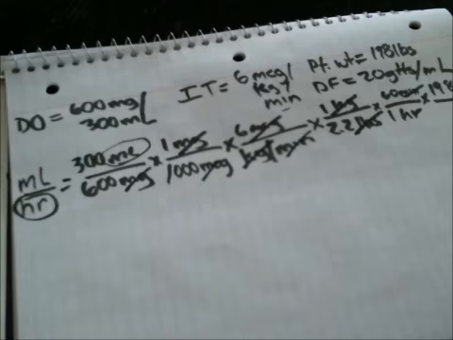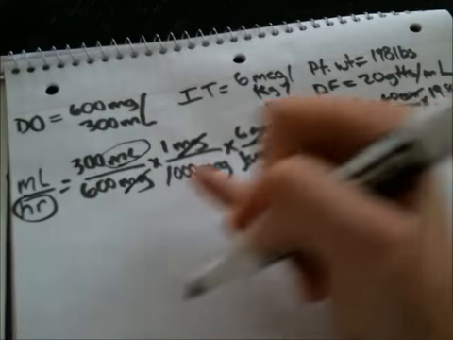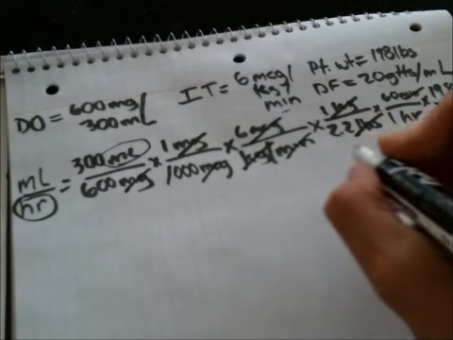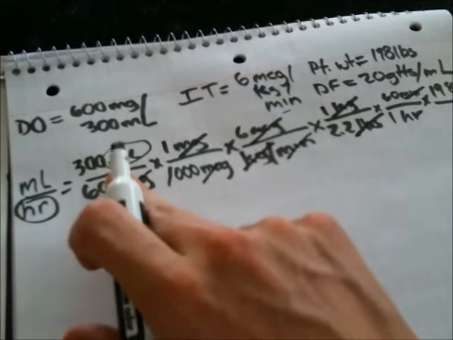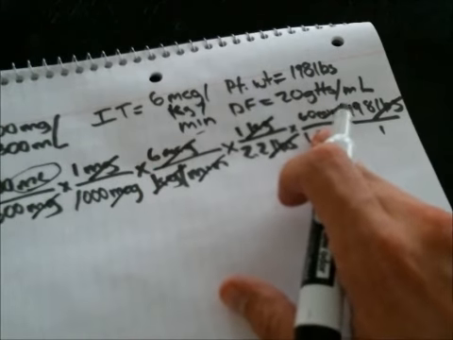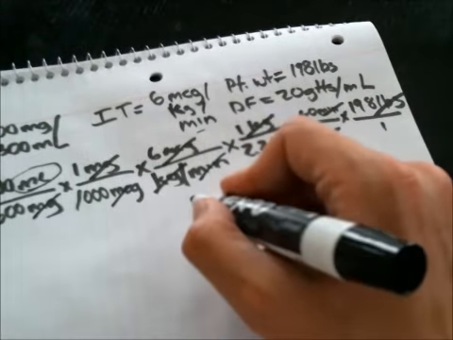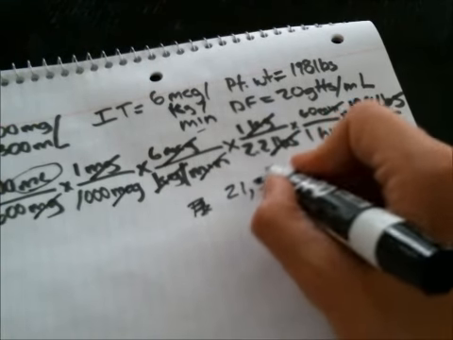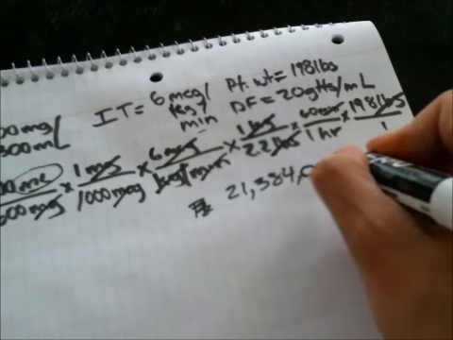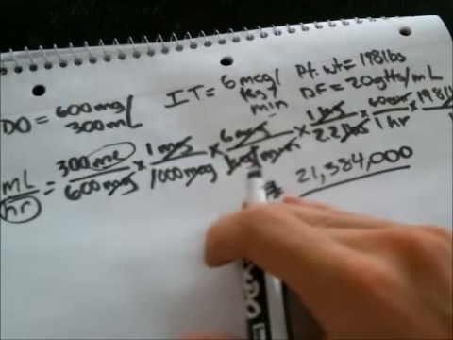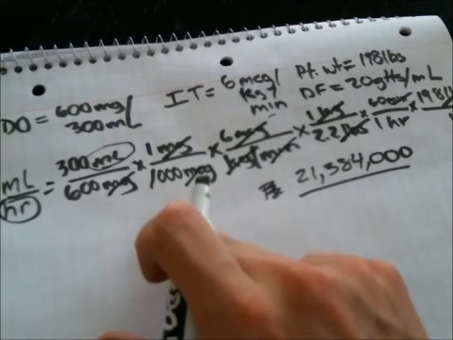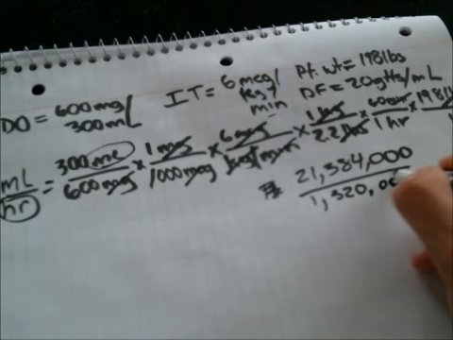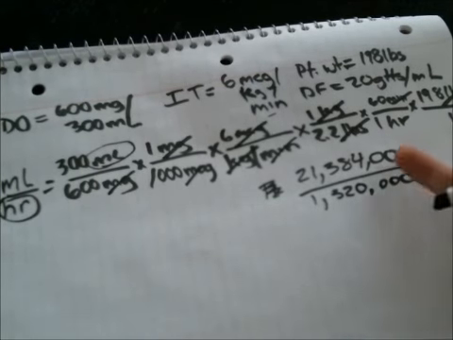So then it's a question of doing our multiplication across the top and our multiplication at the bottom. At the top, when you multiply 300 by 60 by 198, you're going to end up with a big number, which is 21,384,000, over, when you multiply 600 by 1,000 by 2.2, you'll get 1,320,000. Don't be scared by big numbers because you cancel all of them out.